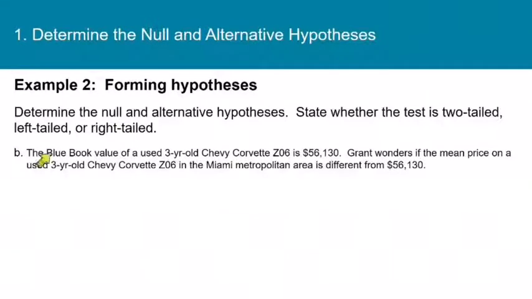Here's part B. The Blue Book value of a used 3-year-old Chevy Corvette is $56,130. Grant wonders if the mean price on a used 3-year-old Chevy Corvette in the Miami metropolitan area is different from $56,130. Okay, so of course we're going to have a null and an alternative. The null is always the statement of equality.